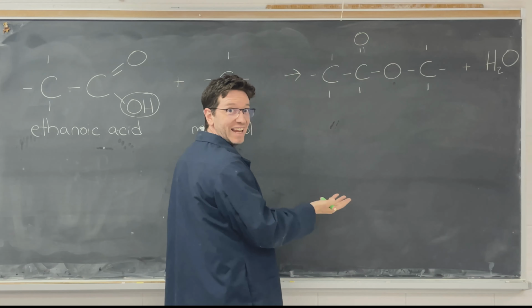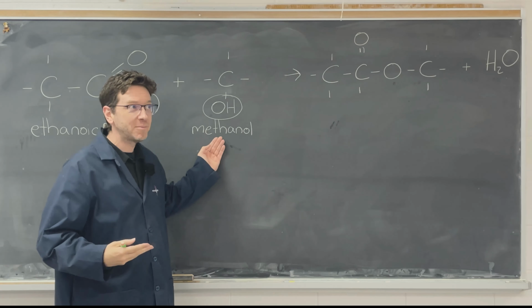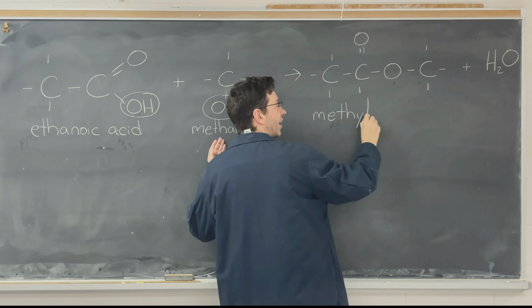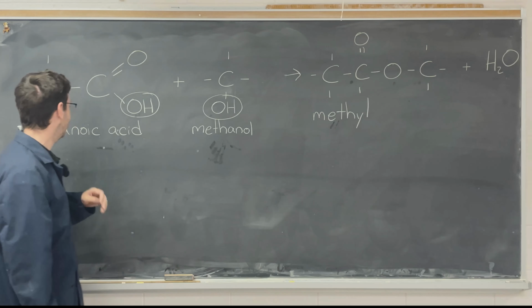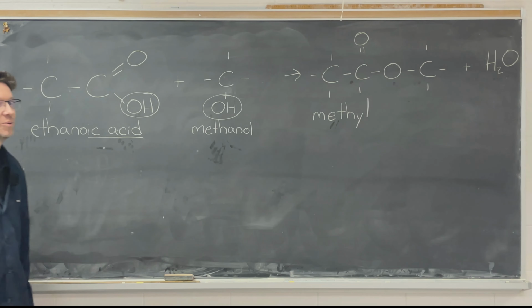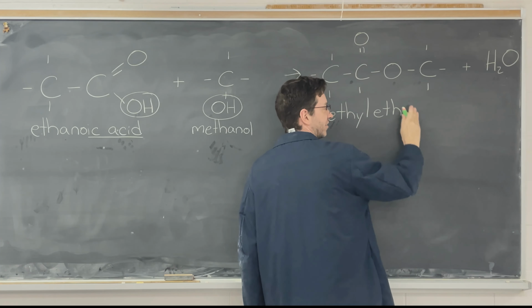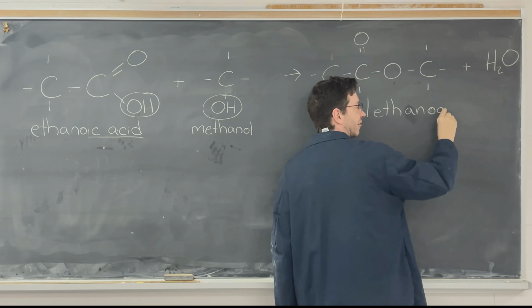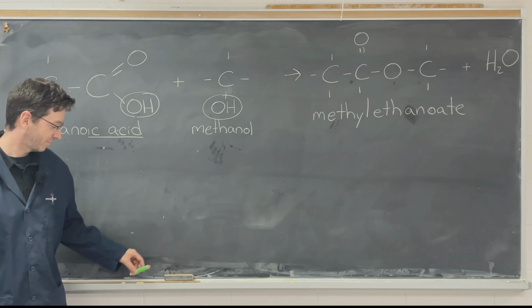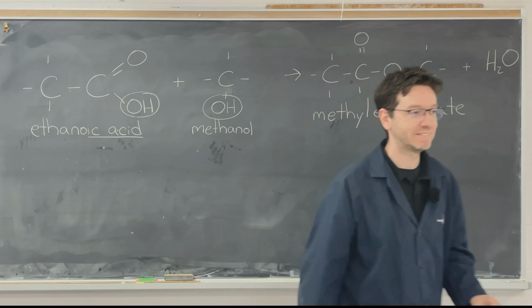So what we do to name this, we're going to start with our alcohol, which was methanol, and we're just going to name its alkyl group, which is methyl. And then we're going to take the organic acid, which was ethanoic acid, and we're going to replace that ic acid with ate. So it becomes ethanoate. So for example, this ester is methyl ethanoate. Now that we know that, let's go ahead, start our lab.